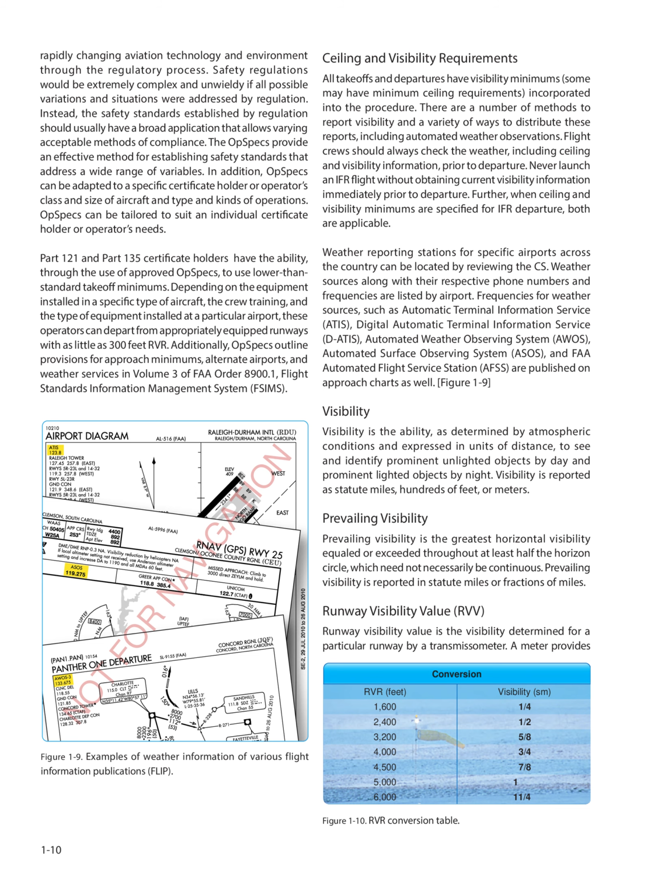Part 121 and Part 135 certificate holders have the ability, through the use of approved op specs, to use lower than standard takeoff minimums. Depending on the equipment installed in a specific type of aircraft, the crew training, and the type of equipment installed at a particular airport, these operators can depart from appropriately equipped runways with as little as 300 feet RVR. Additionally, op specs outline provisions for approach minimums, alternate airports, and weather services in Volume 3 of FAA Order 8900.1, Flight Standards Information Management System, SIMS.